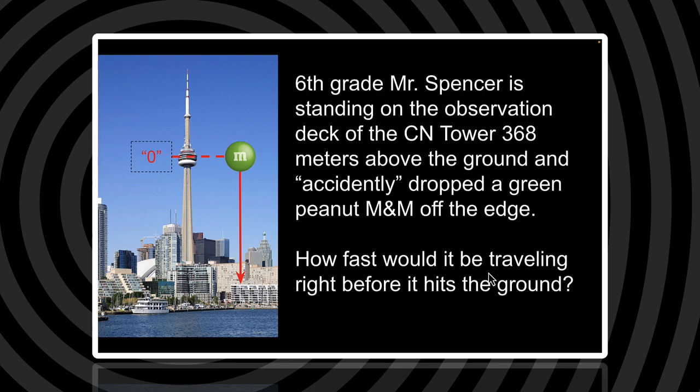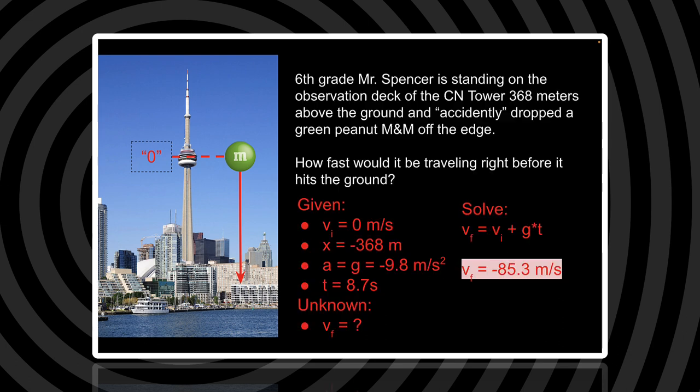Okay, last one. Same scenario. We're dropping our friend, the green M&M, and we want to know how fast it's going to be traveling before it hits the ground. Now, you have to play pretend a little bit here. We're pretending that there's no air resistance, there's no terminal velocity or anything like that. It just accelerates and keeps accelerating until it hits the ground. So under these extremely simplified conditions, let's figure out what that final velocity is going to be.